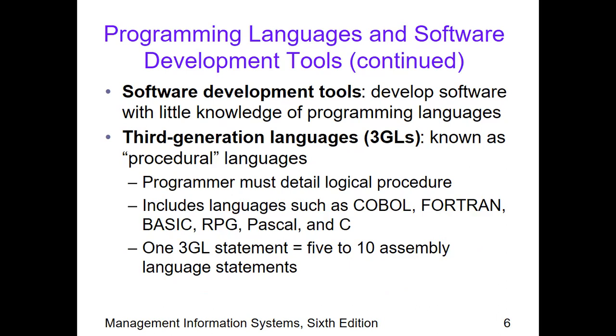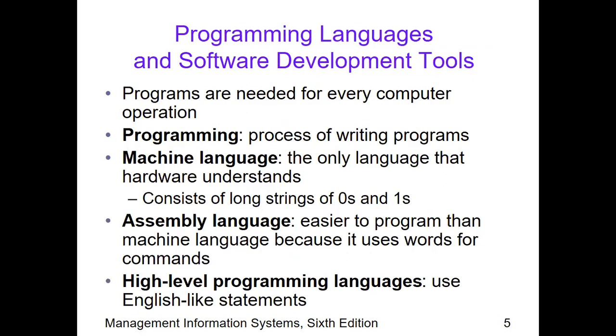We also have 3GLs as procedural languages, where the programmer must detail the logical procedure. And these are some examples of languages. As for me, I've experienced C before, a short stint of certain programming aspects, but there are so many. I understand that we have COBOL, Fortran, Basic, RPG, Pascal, and again, we tried C before. One 3GL statement is equal to 5 to 10 assembly language statements. As a review, assembly language again would use words for commands.